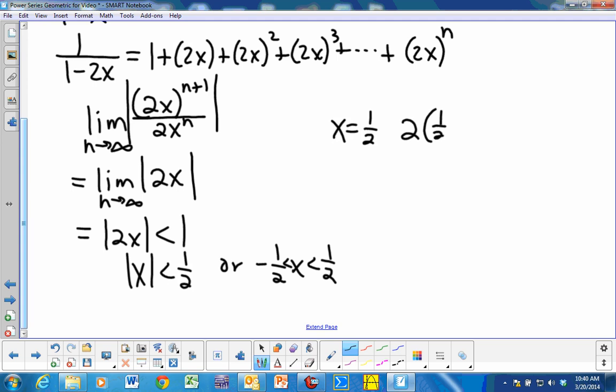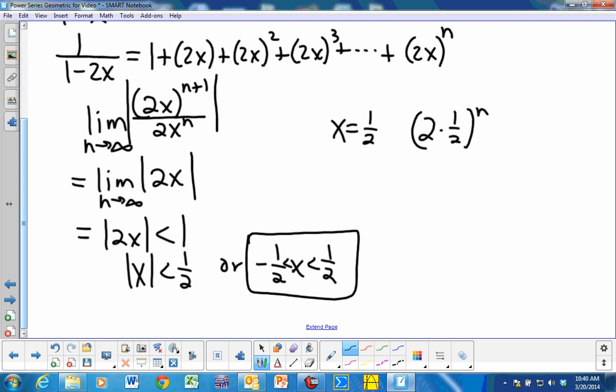You're going to have 2 times 1/2 to the n. Oh, sorry, 2 times 1/2 is inside, to the n. Well, guess what 2 times 1/2 is? That's 1. So we got 1 to the n again. So both endpoints are going to end up diverging, and so it is going to converge only for this interval.